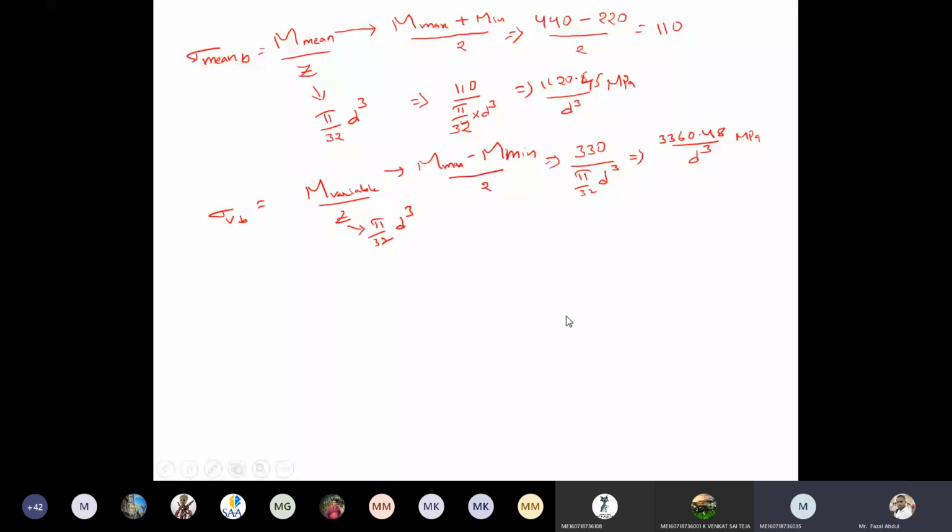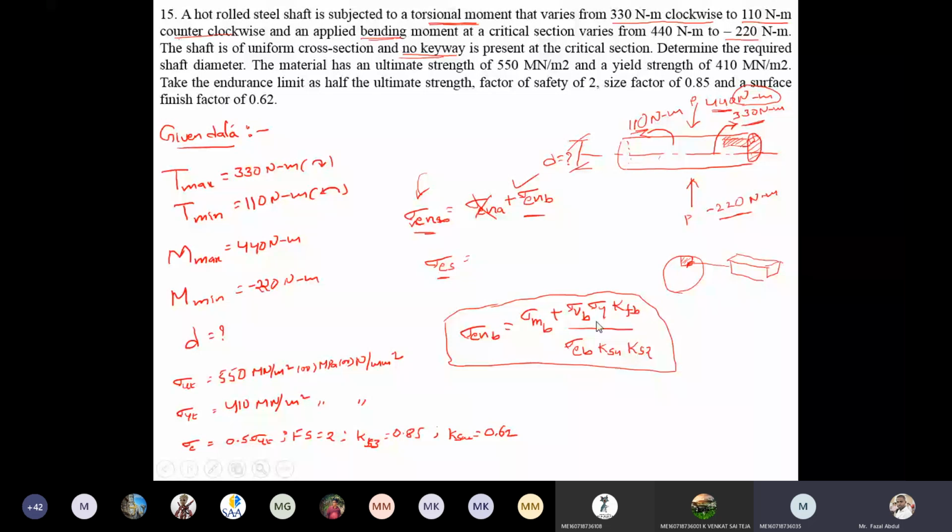And what are the things required? Yield strength is given in the question. The Kf value is not given in the question. Remember, Kf means the fatigue factor for bending, and it is always 1.